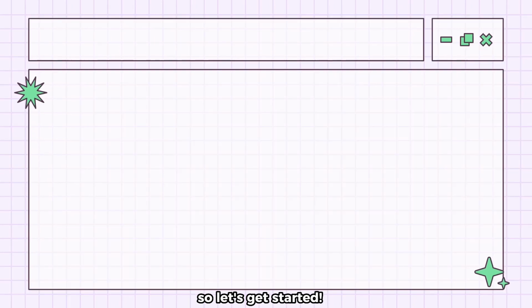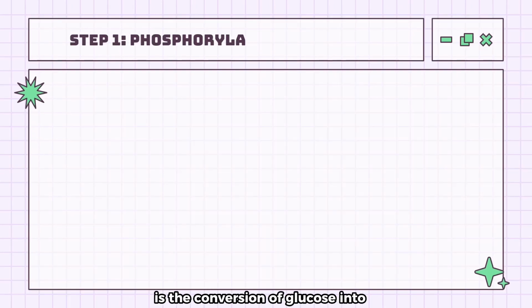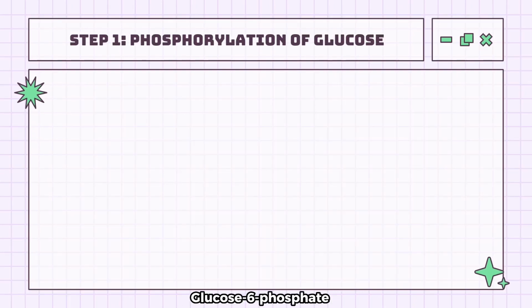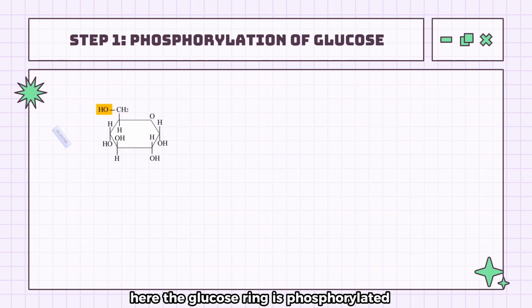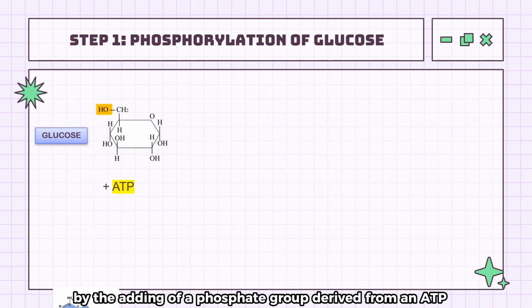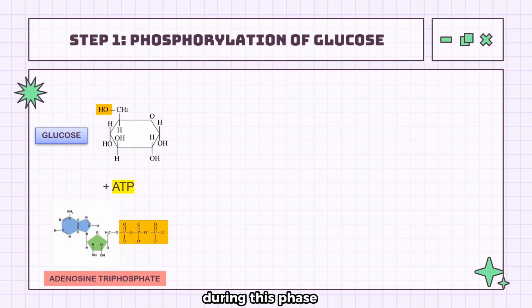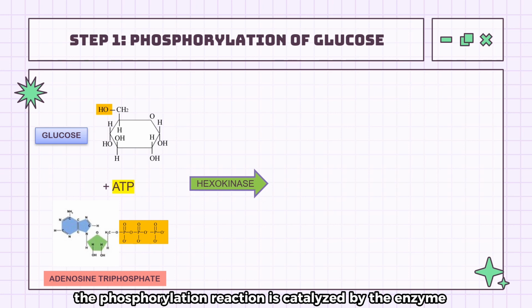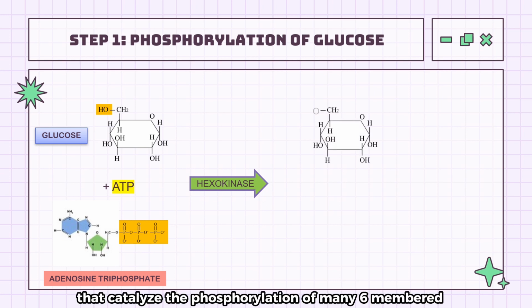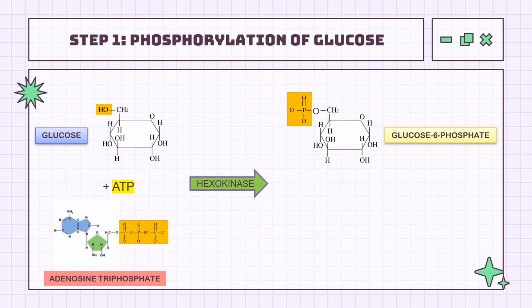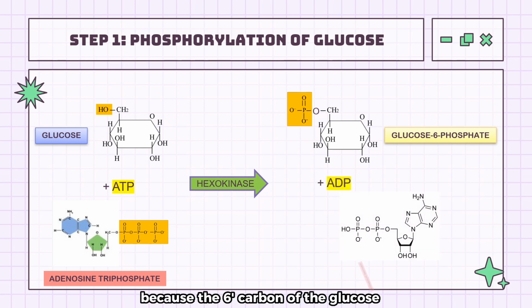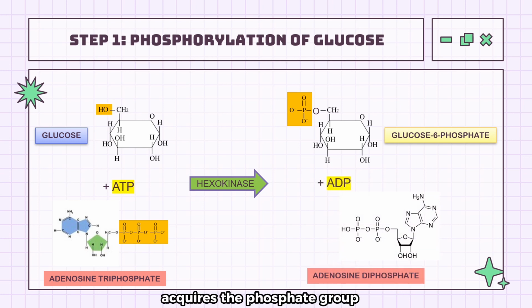So, let's get started. The first step in glycolysis is the conversion of glucose into glucose 6-phosphate. Here, the glucose ring is phosphorylated by the adding of a phosphate group derived from an ATP. This means that one molecule of ATP is consumed during this phase. The phosphorylation reaction is catalyzed by the enzyme hexokinase that catalyzes the phosphorylation of many 6-membered glucose-like ring structures. Glucose 6-phosphate is formed because the 6th carbon of the glucose acquires the phosphate group.